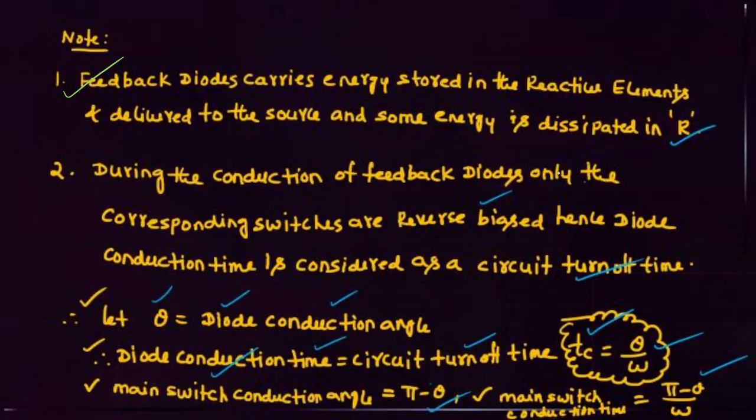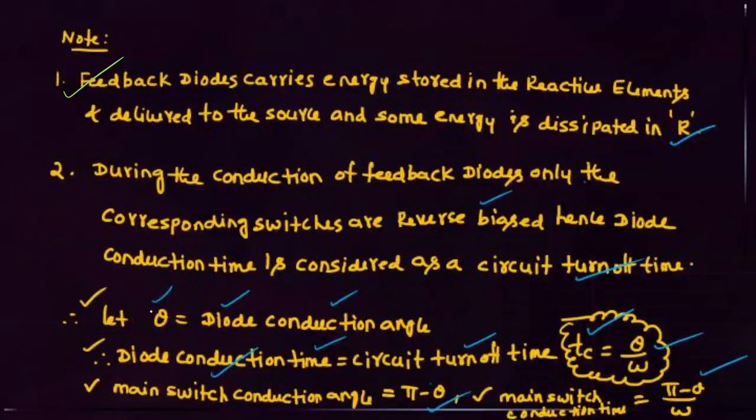During the conduction of feedback diodes, only the corresponding switches are reverse biased. For example, D1 is conducting, S1 is reverse biased. D2 is conducting, S2 is reverse biased. That's the reason why diode conduction time is taken as the circuit turn-off time.